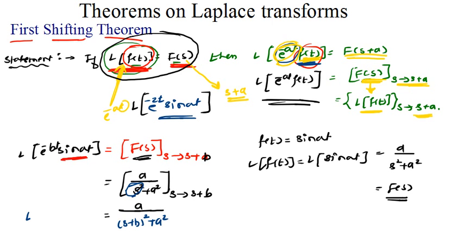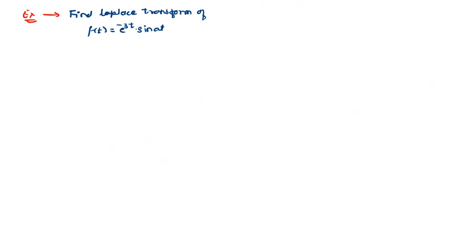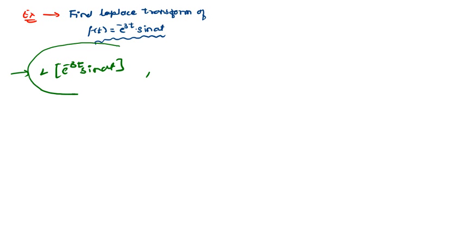Okay, so that will be the Laplace transform of e raised to minus bt into sine at. That is what the first shifting theorem says. Suppose we want to calculate the Laplace transform of f of t equal to e raised to minus at into sine at. So we need to calculate the Laplace transform of e raised to minus 3t into sine at. To calculate this Laplace transform, see the process.